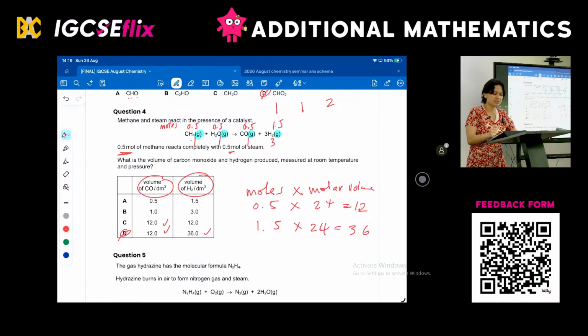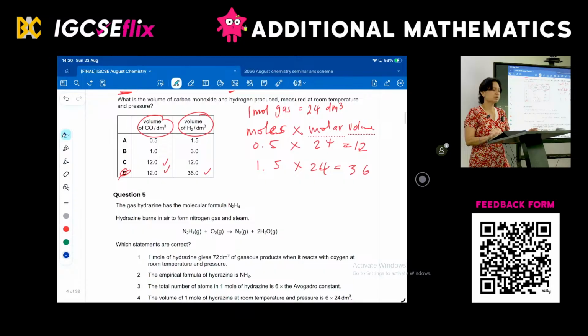So remember, this is gas. The formula for gas is 1 mole of gas is 24 decimeter cube. All right. Don't worry if you can't copy. Remember, this is not a copying session. Answers are online. You can also watch on YouTube and pause. So don't worry about that.